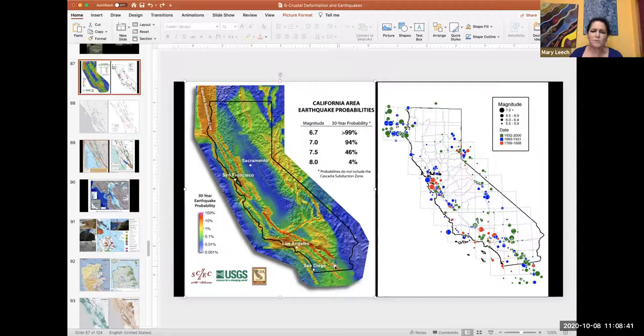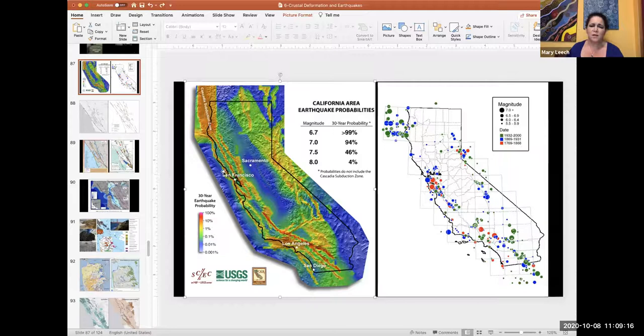Sometimes faults will split off into different strands so that the slip might be divided along two different fault planes. But this, the Coachella Valley, is probably at the highest risk anywhere on the San Andreas fault. I said in the Bay Area, the highest probability of having one of these large earthquakes is on the Hayward Fault, so in the East Bay. But that doesn't help us here on the San Andreas.